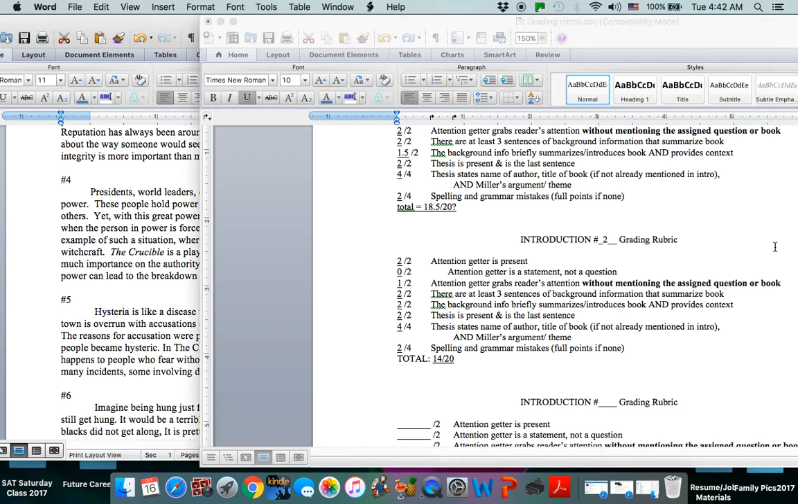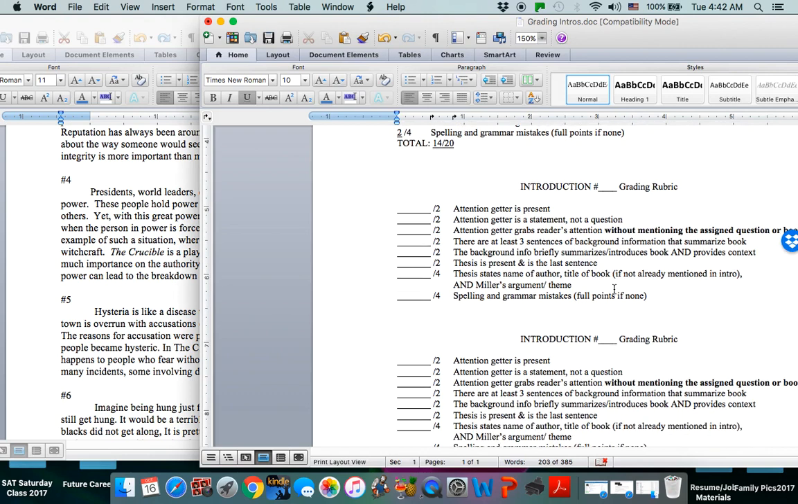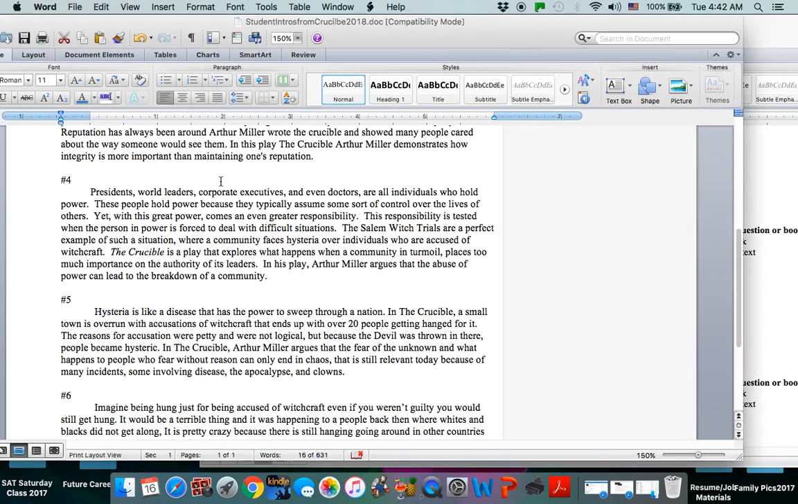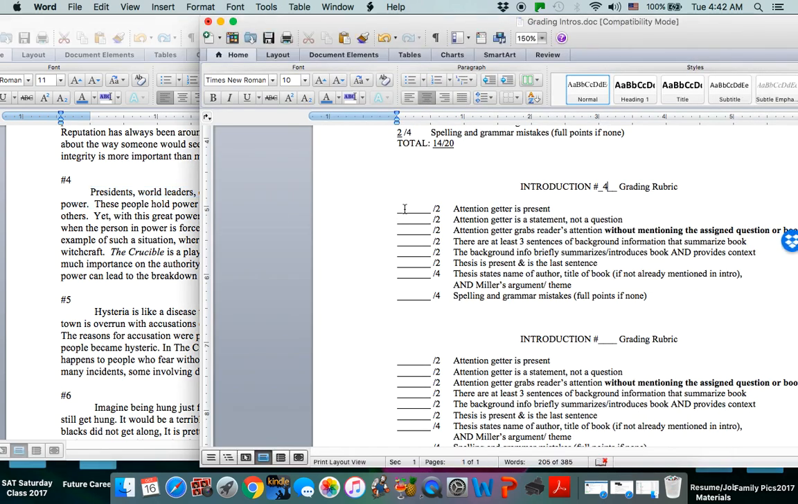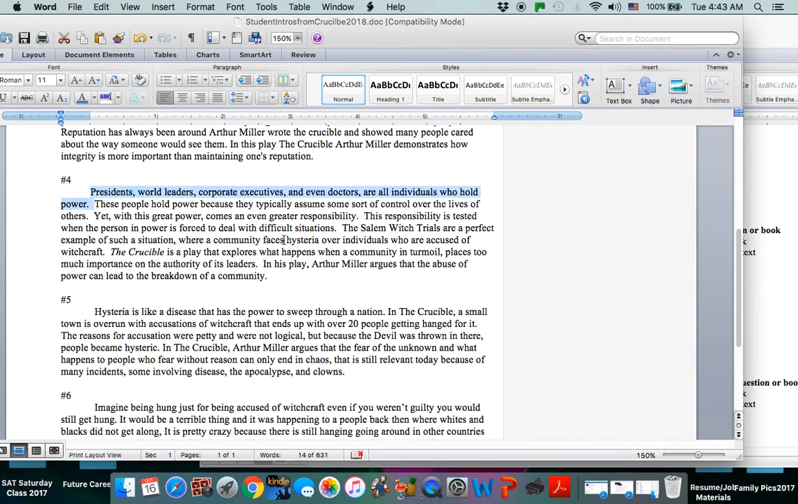Okay. So let's look at number 4. On your grading sheet, our next one we're going to do here is introduction number 4. Let's look and see what they got here. "Presidents, world leaders, corporate executives, and even doctors are all individuals who hold power." Okay, so there's your attention getter. Attention getter is present. Yep. Attention getter is a statement and not a question. Yep. Again, you're filling this all out on your worksheet, right? Again, attention getter grabs reader's attention without mentioning the assigned book. Absolutely.